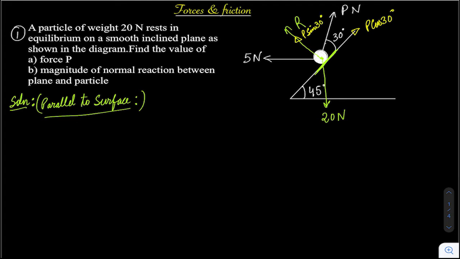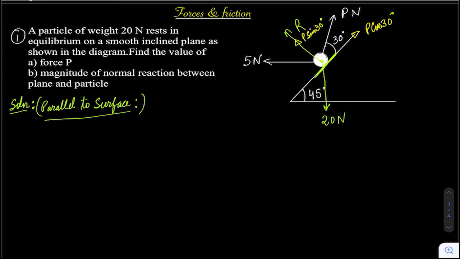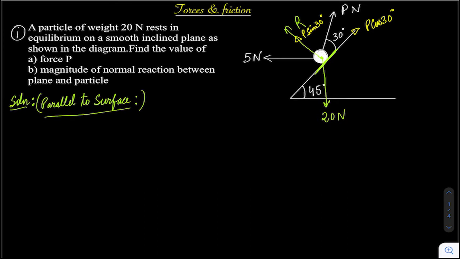So these are important. How to resolve the forces? You must have done this in year 1 also. So if this is P, parallel to surface will be P cos theta, and then the vertical component will be P sine theta. And similarly, we have mg. This angle is 45 degrees, correct? So adjacent to this, this component will be 20 cos 45 degrees. And perpendicular to this, the component will be 20 sine 45.